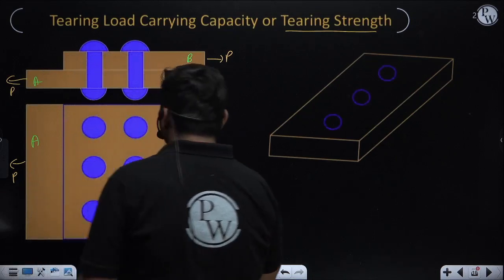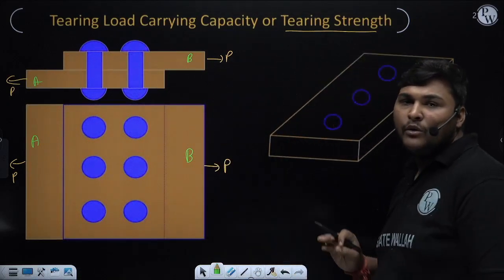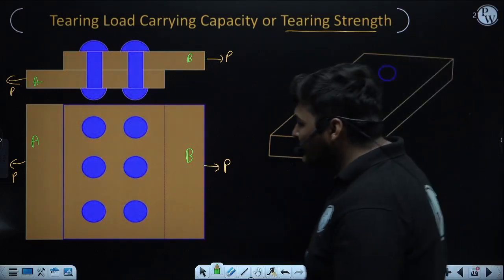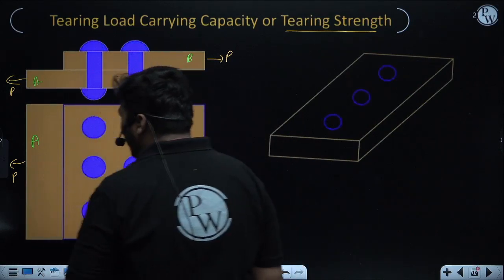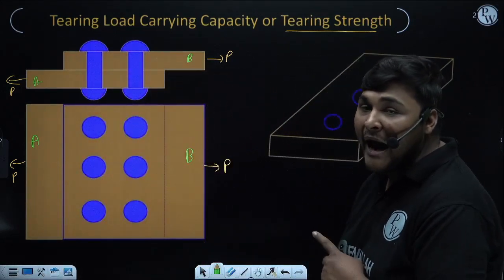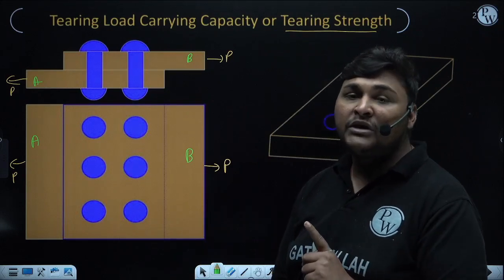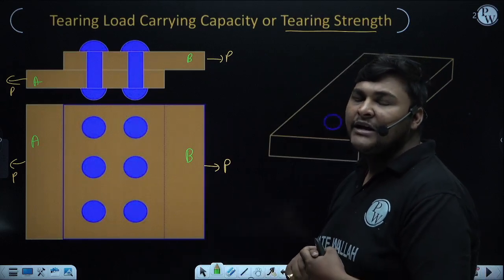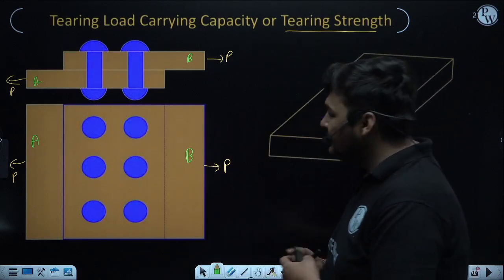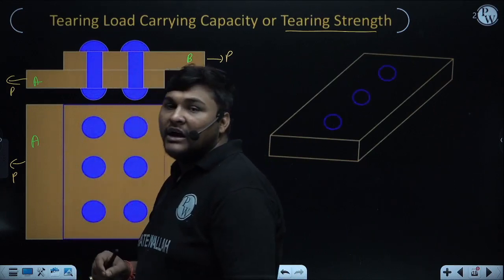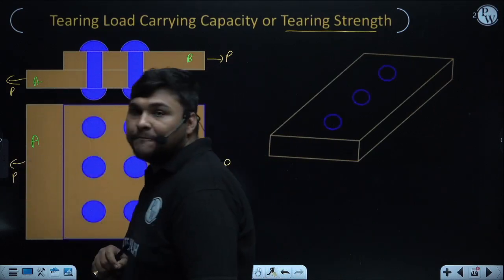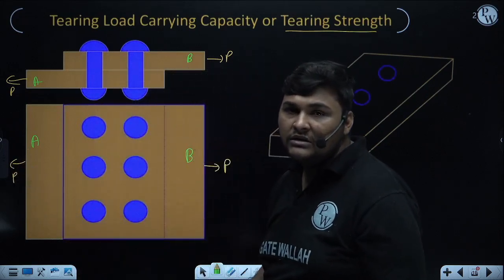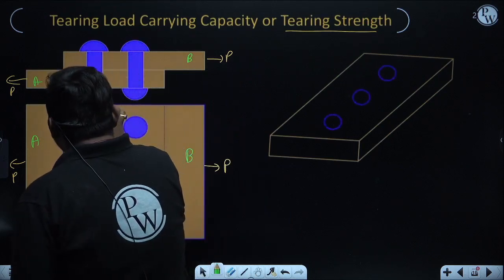Okay, you can take the load of either plate, take load of plate A or take load of plate B. So suppose to explain tearing failure, I am considering the load of plate A. So I am trying to design to avoid tearing failure of plate A. Okay, I am designing my system to avoid tearing failure of plate A. So if you are focusing on plate A, see the nearest row of rivet from this load P, and the nearest row of rivet from this load P is this. Okay, this. Now, the nearest row from this plate is this.